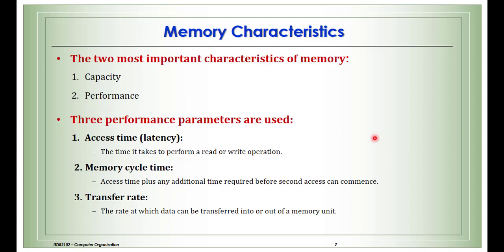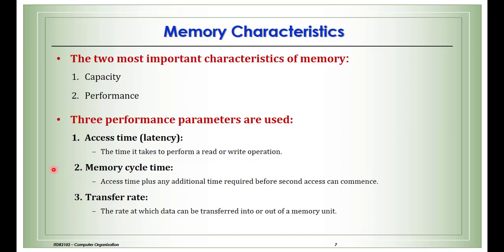The second parameter is the memory cycle time. The memory cycle time is the access time, the first one, plus any additional time required before accessing the second read or write. So between a read or write and another read or write, there is some time delay, which is called additional time. If we add this additional time to the access time, then it's called the memory cycle time.